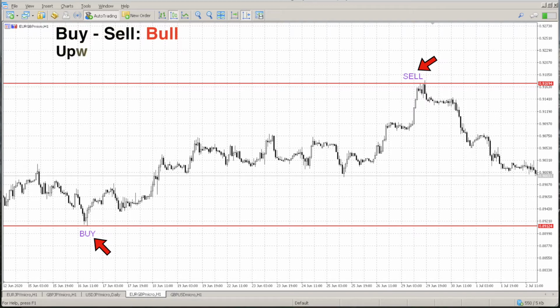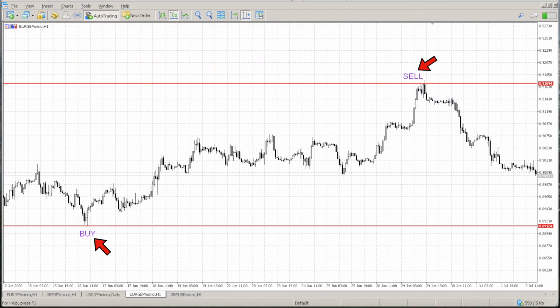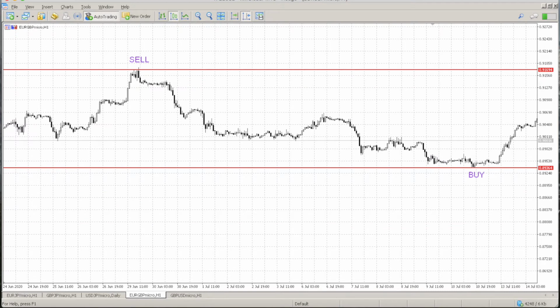The term we use when the market goes up is called a rally, and the position you are taking is long or bullish. If you buy first, you will need to come out selling second at a higher price to make a profit. Bulls buy low and sell high. As I highlighted in the first video, a Forex trader can make just as much money as the market comes down as they did when the market went up.